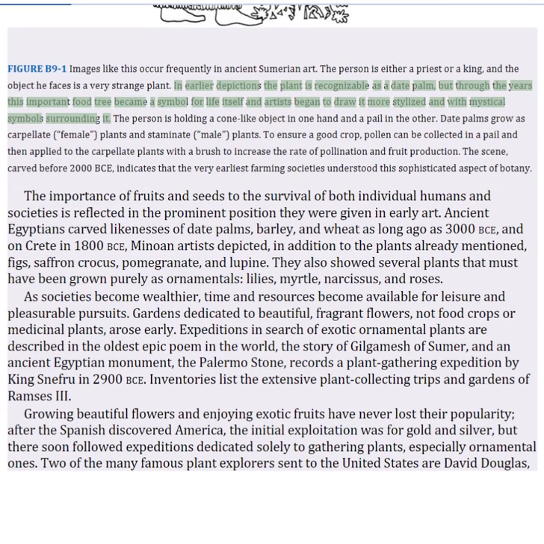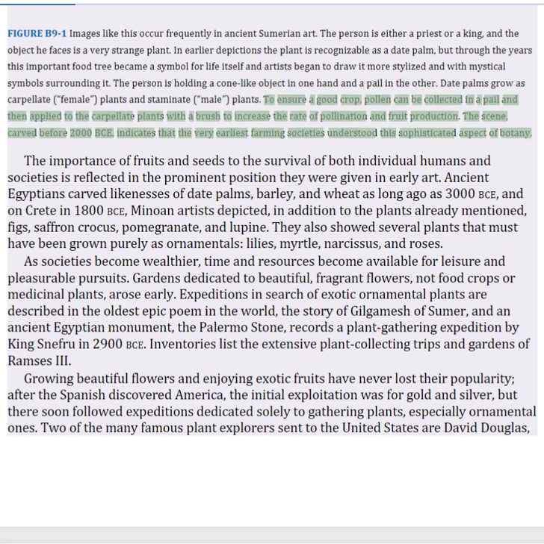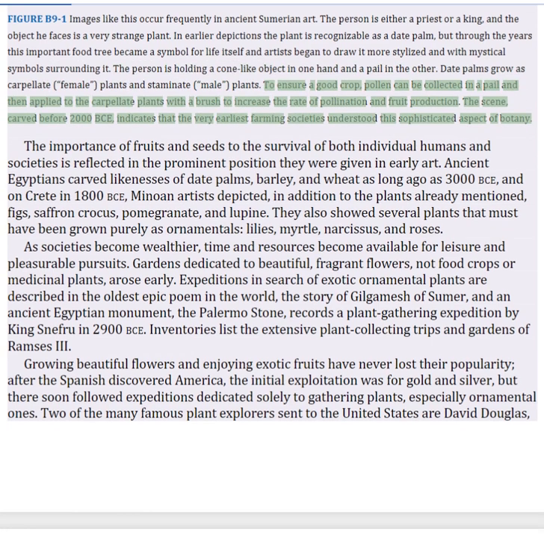In earlier depictions, the plant is recognizable as a date palm, but through the years this important food tree became a symbol for life itself, and artists began to draw it more stylized and with mystical symbols surrounding it. The person is holding a cone-like object in one hand and a pail in the other. Date palms grow as carpellate plants and staminate plants. To ensure a good crop, pollen can be collected in a pail and then applied to the carpellate plants with a brush to increase the rate of pollination and fruit production.